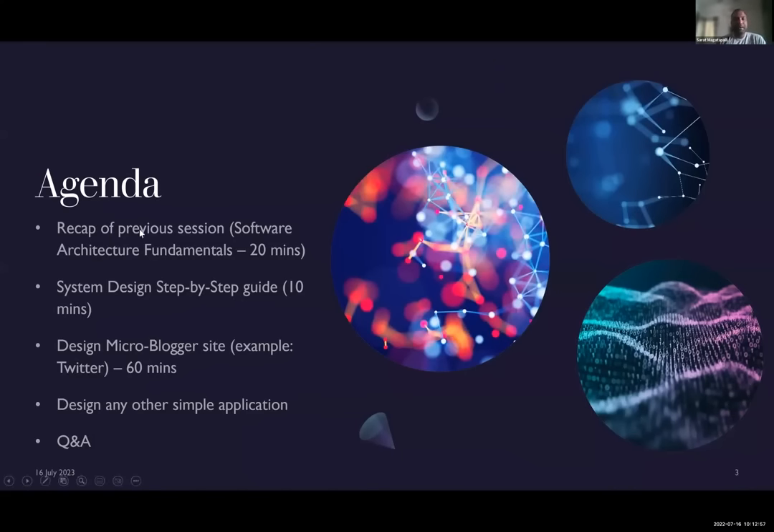The agenda is that we'll recap the previous session, which is the software architectural fundamentals. We'll spend 15-20 minutes to recap certain fundamentals which are essential for building a software architecture and for system design, right? We'll also talk about step-by-step guidelines on how we can design a system, right? And we'll spend enough time, like 1 hour or so, on designing a Twitter-like system, right? If time permits, we can take another design activity. If not, we can talk about Q&A and any other open items.